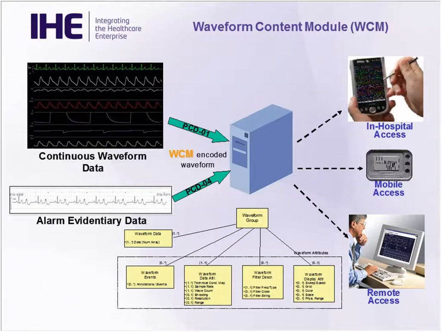But the ACM profile using WCM does offer both live and static waveform displays. And the waveform information that's passed in the evidentiary data also includes things like filtering and annotations. So you can see more than just a line going by. You can actually understand data in association with that recording.